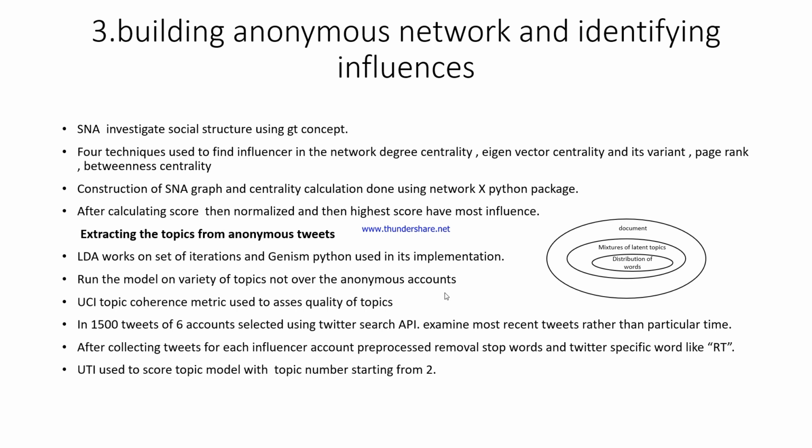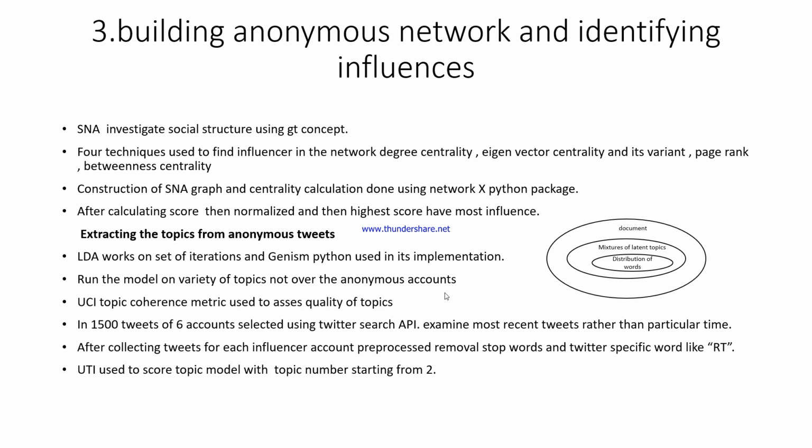After that we extract the topics from the anonymous tweets. For extracting the topics we use the LDA technique, which is called latent Dirichlet allocation, that uses the Gensim Python package for its implementation. Then we run the model on a variety of topics, not on the anonymous accounts, to find more anonymous accounts. And we use a technique called UCI topic coherence, which is used for finding the quality of topics.